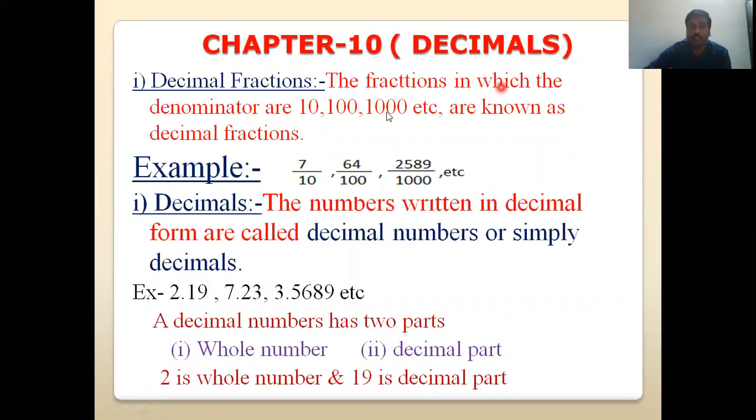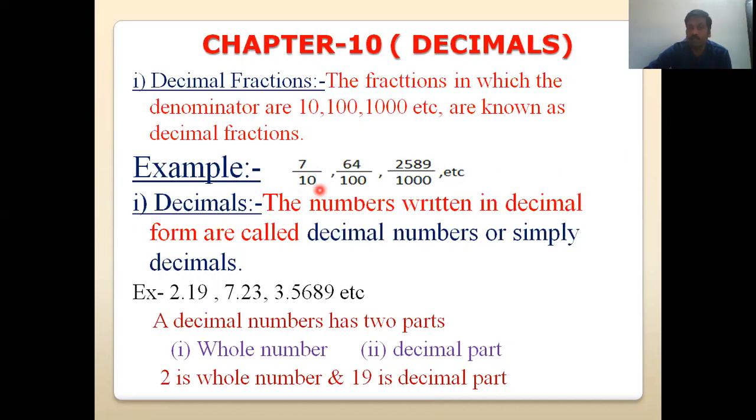The fractions in which the denominators are 10, 100, 1000, 10,000, lakh, 10 lakh, crore, etc. are known as decimal fractions. Here we see that there is a 1 followed by zeros, but the number of zeros is different. So if this type of situation comes in the denominator of a fraction, this type of fraction is called a decimal fraction.